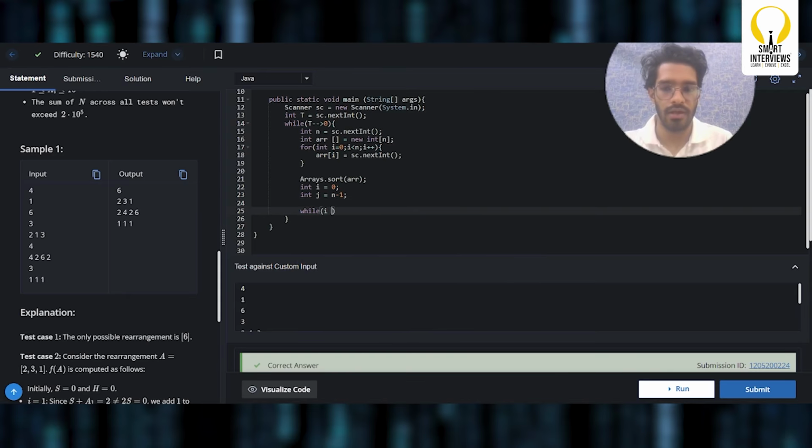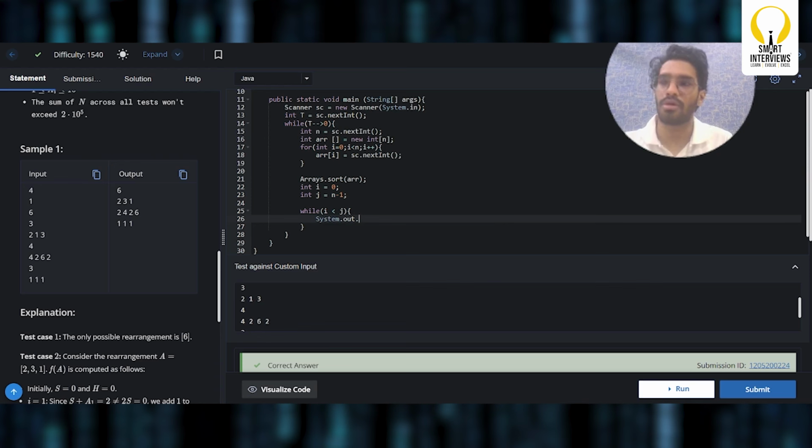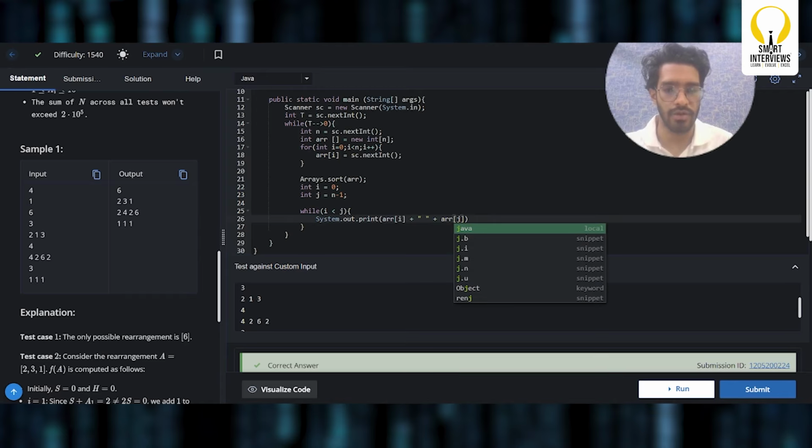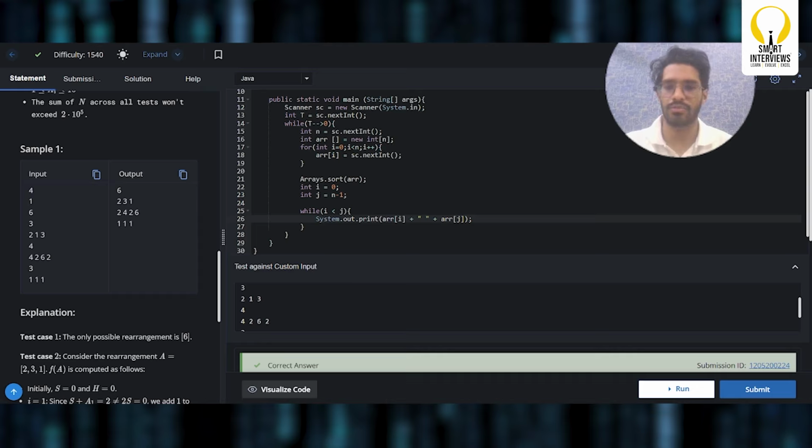So while i is less than j, you need to write System.out.print. You need to print array of i. Let's give a little space here. Let's try to print both the values at the same time, so we will not face any difficulties. We are printing array of i. We are printing smallest value and highest value. Later you will increment i pointer and you will decrement j pointer.